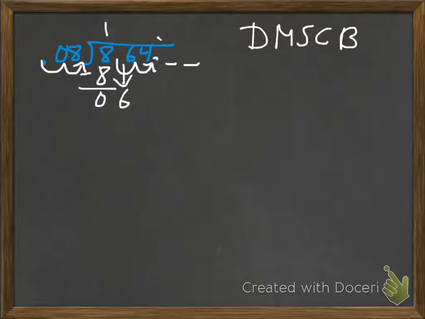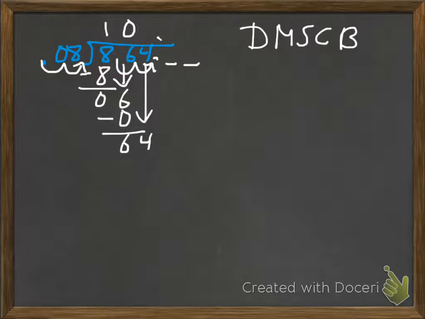Bring down the 6. 8 goes into 6 0 times. That's totally allowed. 8 times 0 is just 0. Subtract, you're still going to have 6. It is still less than 8. That's why it wouldn't go in. Bring down the 4, and 8 goes into 64.